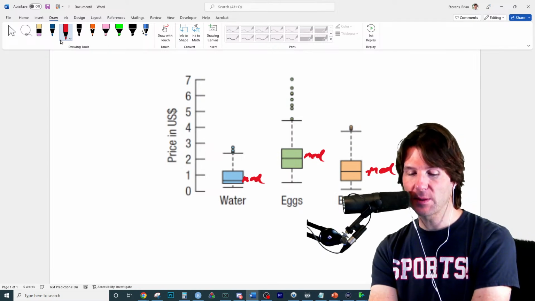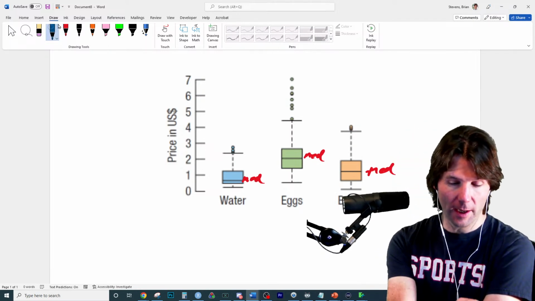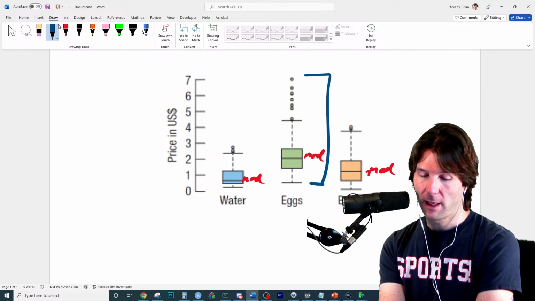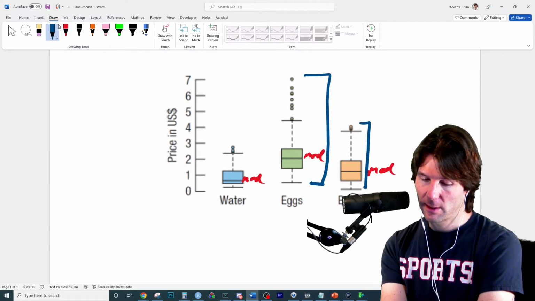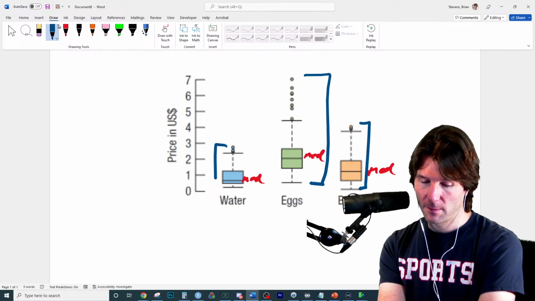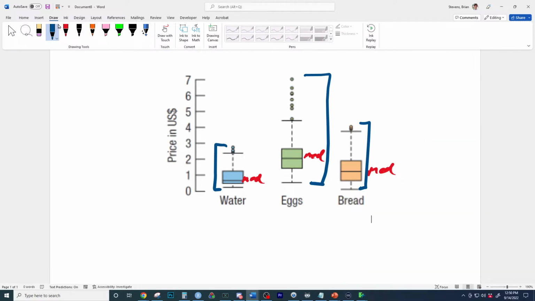So eggs has the highest median. We got here the variability. Eggs has more variability in it. So this is just the range of it. Does that make sense visually right here that eggs have more variability? Water has the least variability.